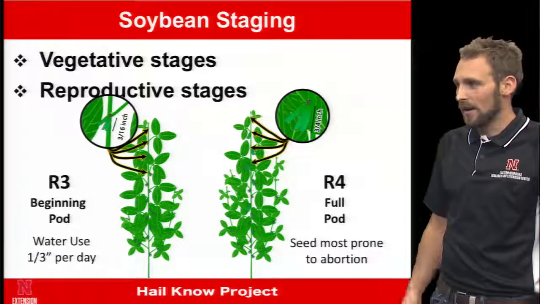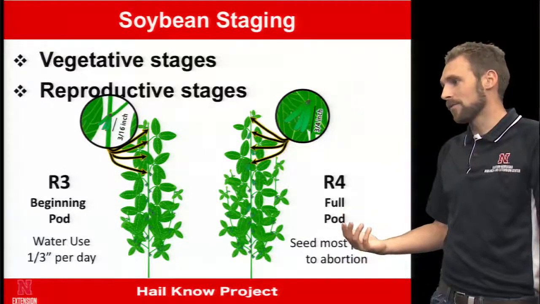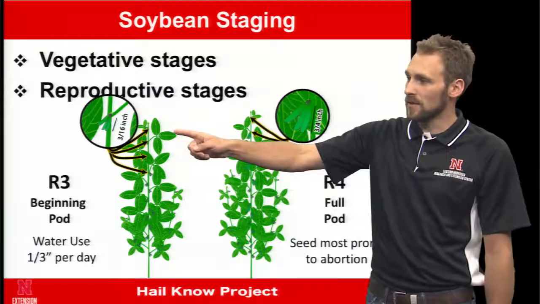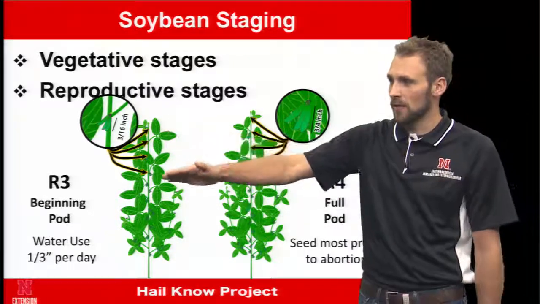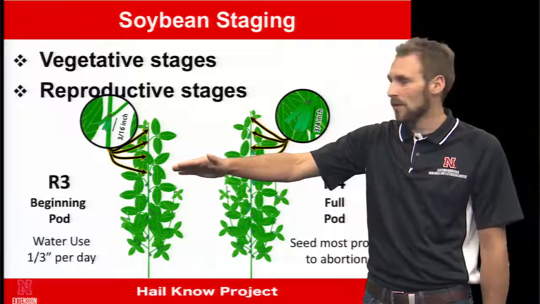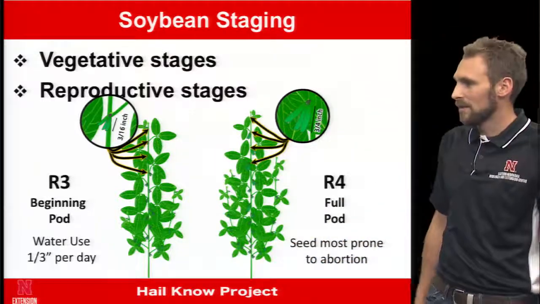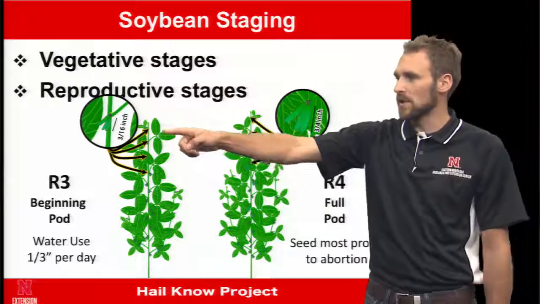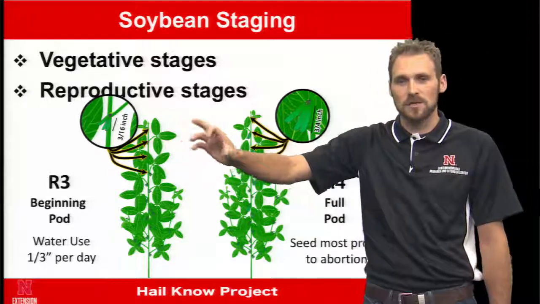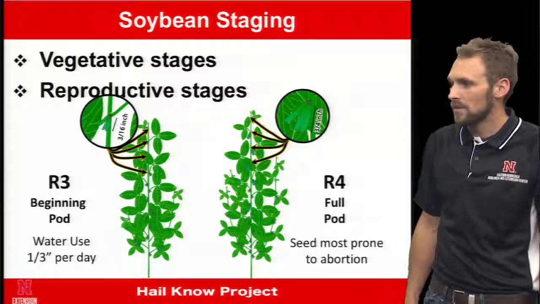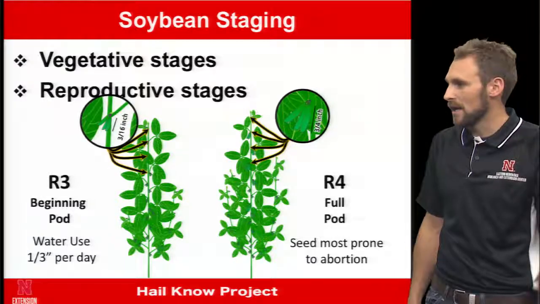Okay, R3, again, beginning pod, and then R4, full pod. 3/16 of an inch long. We're focusing now on the upper 4 nodes. That's pretty much the remainder of a lot of what we're going to see, upper 4 nodes, through at least the next 4 stages of development. So you focus on those upper 4 nodes. If you can find pods that are 3/16 of an inch or longer, then you're probably in the R3 stage.